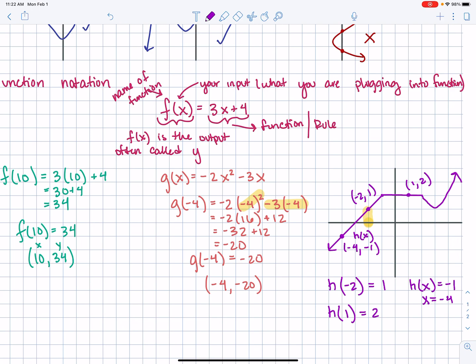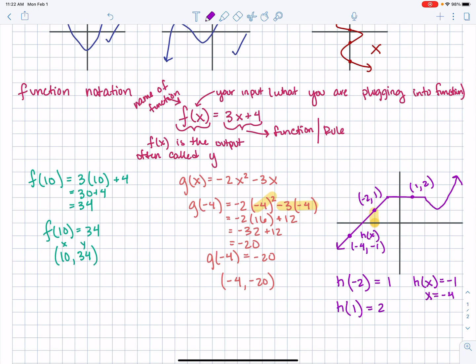And that's just a little bit of review on functions. We are about to introduce to you some parent functions. So some functions that you are going to have to know for the rest of the Algebra 2 school year, which I think that you will get very familiar with.